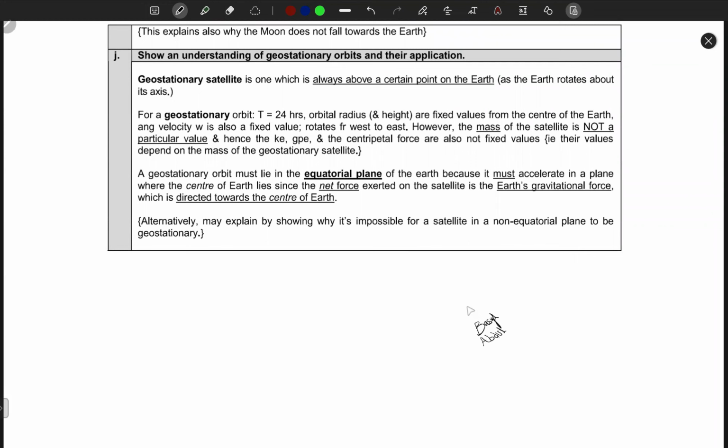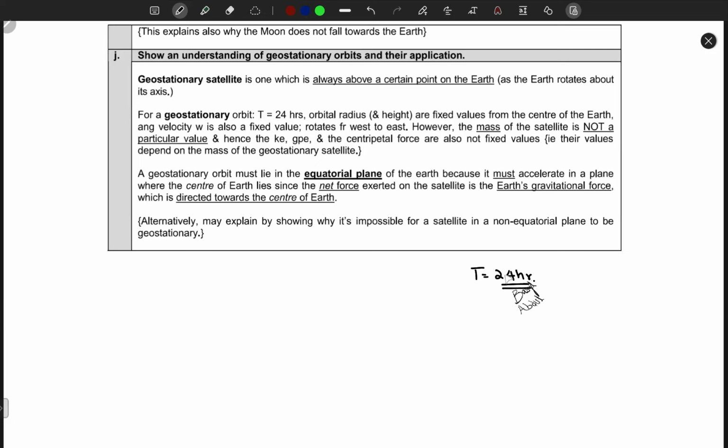we're specifically talking about a geostationary object or orbit, and it's really an orbit where the time period of this object, which is revolving around the Earth, is 24 hours, which is exactly equal to the time period of the Earth when Earth rotates. It completes its rotation in 24 hours. So that's 1 day basically for us.